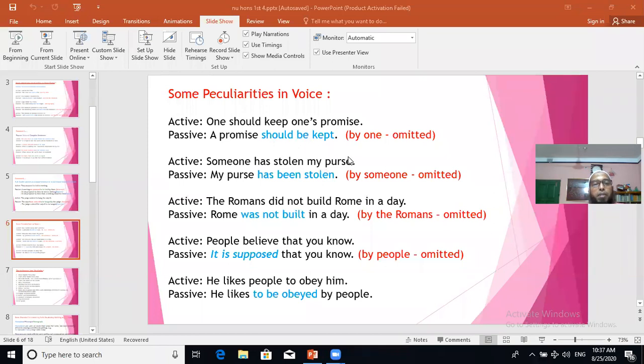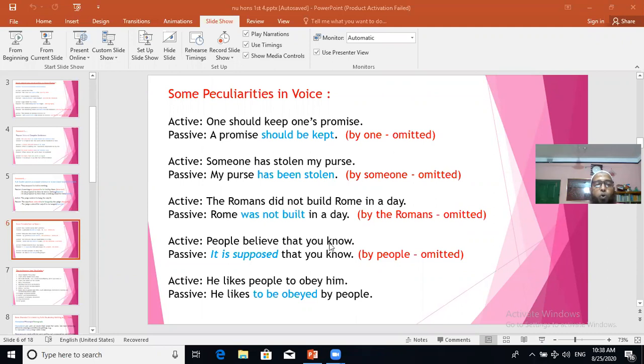Someone has stolen my purse. My purse has been stolen by someone. It's not necessary here. Who knows who is someone? So: my purse has been stolen. That is the used English. The Romans did not build Rome in a day. Rome was not built in a day by the Romans. Omitted. It's not necessary here. So these are the used English. By the Romans is not used here.